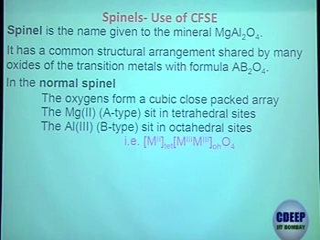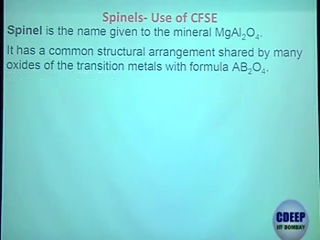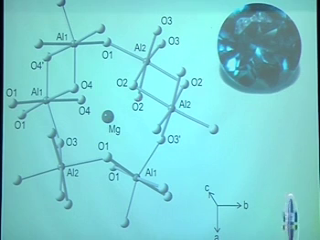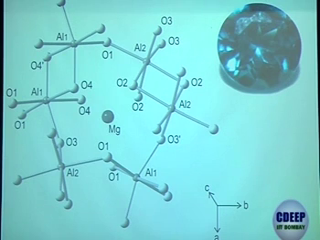So, 3 plus, 3 plus, 2 plus. In normal spinel cases, you would expect octahedral geometry to be preferred by 3 plus and tetrahedral geometry to be preferred by 2 plus. Let us look at magnesium aluminium oxide here. This is octahedral, you can see 1, 2, 3, 4, 5, 6. Each aluminium is octahedral. Magnesium has 4 ligands, so it is tetrahedral. Magnesium is in tetrahedral geometry, aluminium is in octahedral geometry.